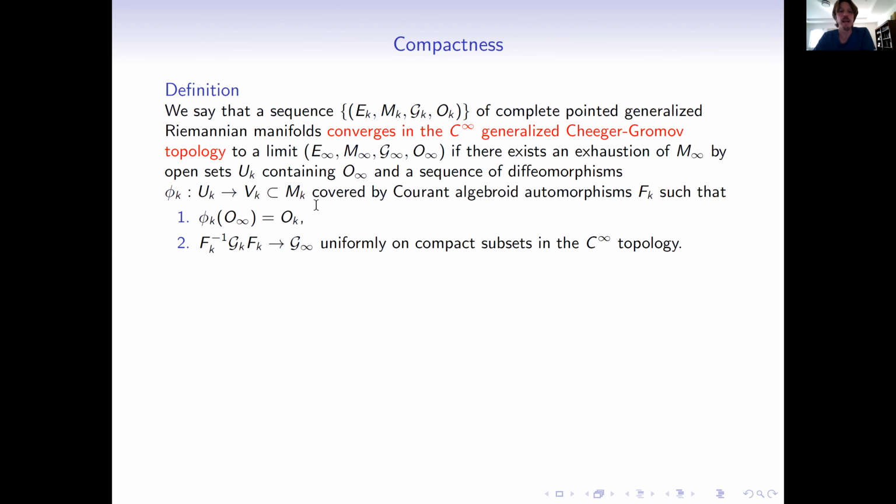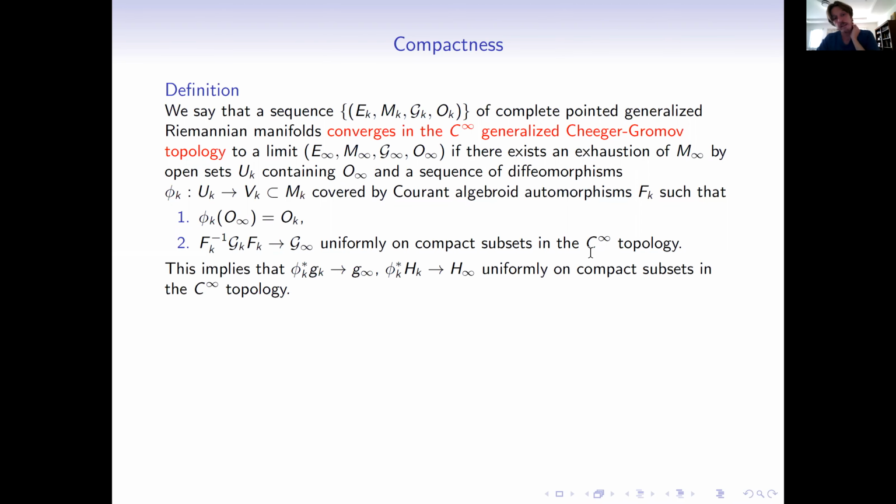And then we ask that when you appropriately pull back the generalized metric G_k to a metric defined on an open set in M infinity, this sequence will converge to the limit metric G infinity uniformly on compact subsets in the strongest possible topology.